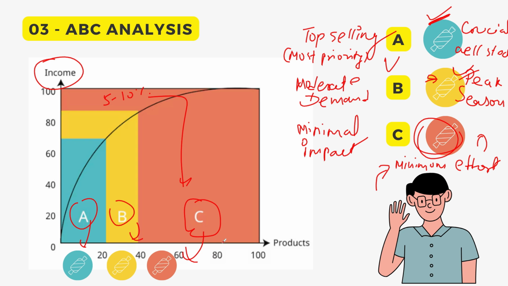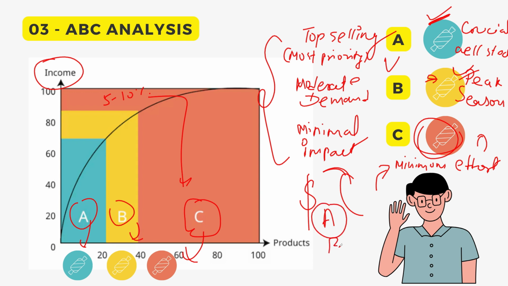So by categorizing his toffees with ABC analysis, Ali can concentrate his effort on the most profitable products, optimize his inventory levels, and enhance his shop's overall profitability by always having better control.